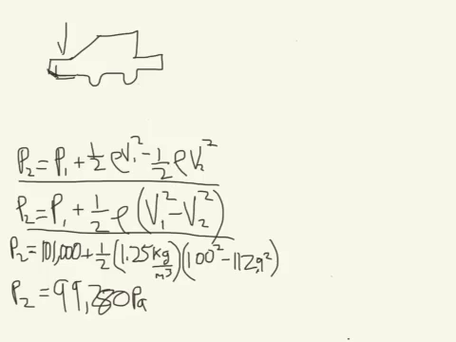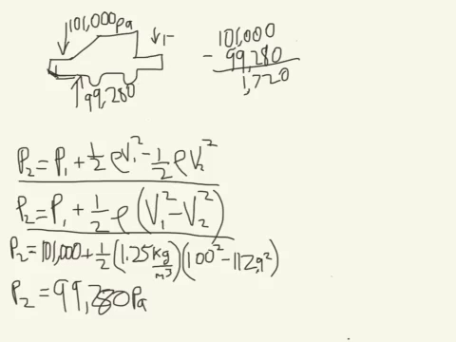So here's what we know about the car now. On top there's 101,000 pascals of air pressure from the atmosphere pushing down, and on the bottom there's almost the same amount, but a little less, 99,200 pushing up. But there is a net pressure here, small compared to the air pressure, but it's the difference between the two, which is 1,720 Pascal. That's the net result of Bernoulli's principle and the air going faster under the car.